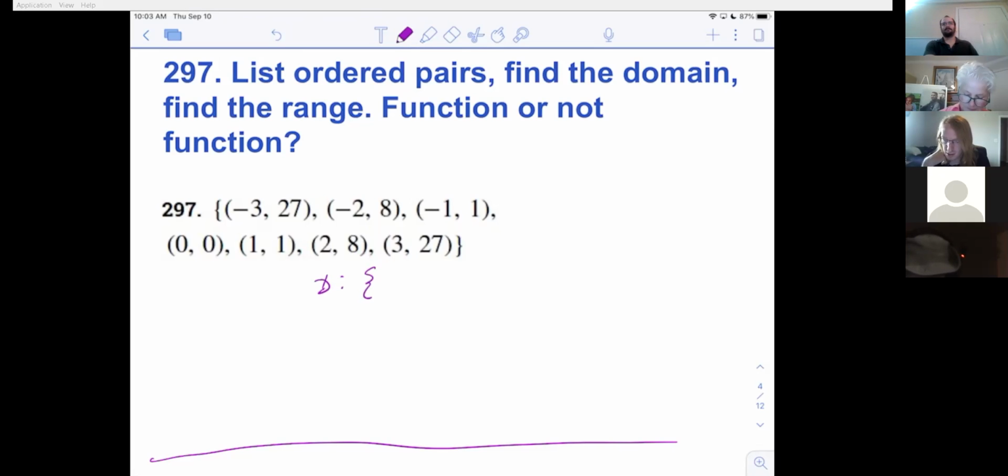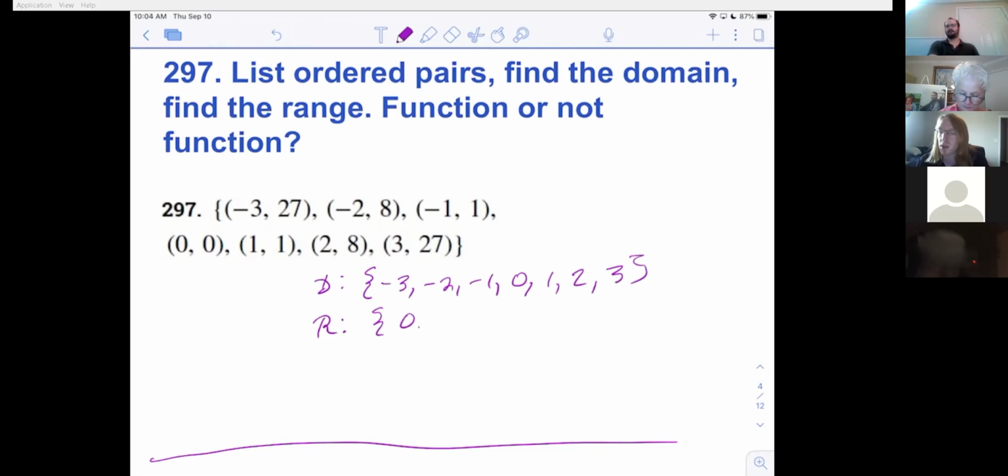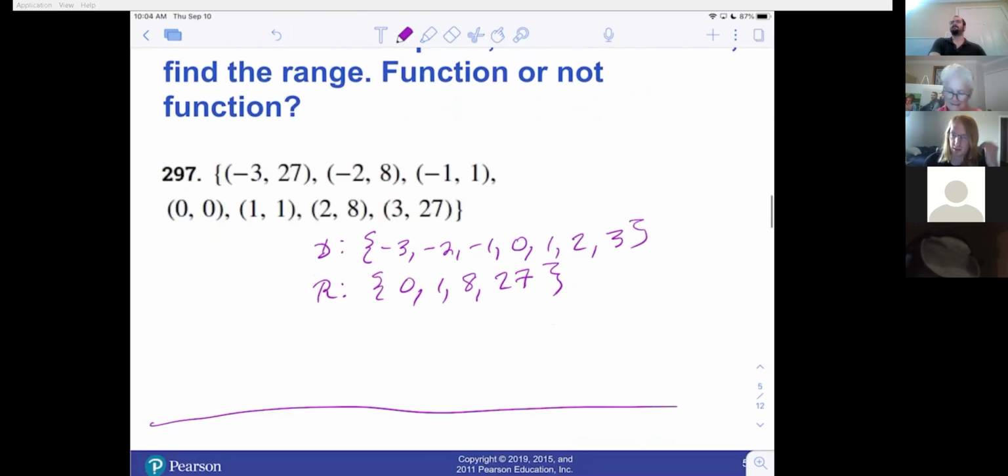Domain is, let me make sure I got the right one. Okay. -3, -2, -1, 0, 1, 2, and 3. Okay, great. And the range? 0, 1, 8, 27. Okay. Yep. Is it a function? Yes.